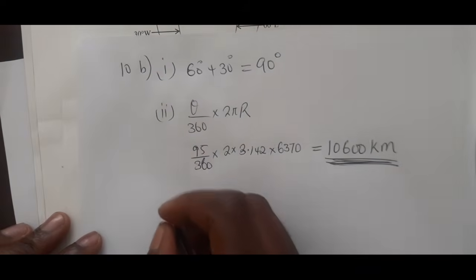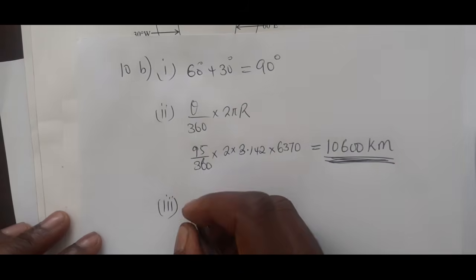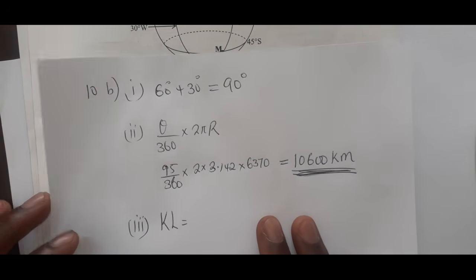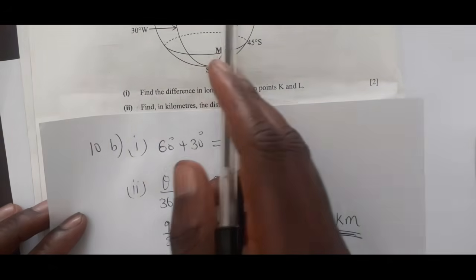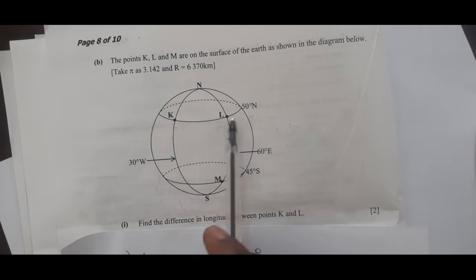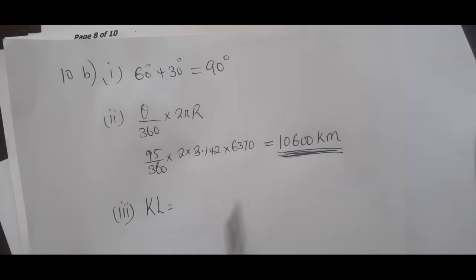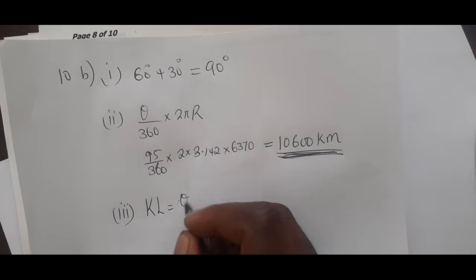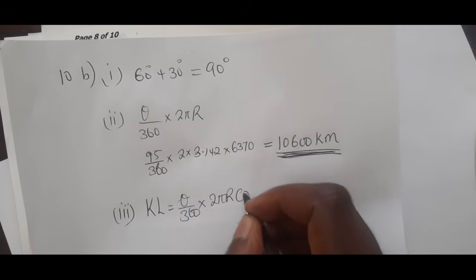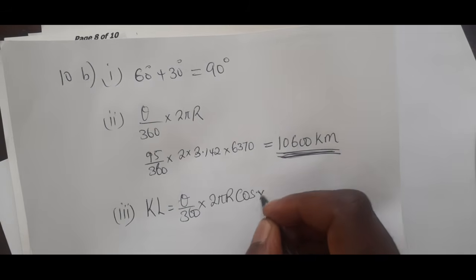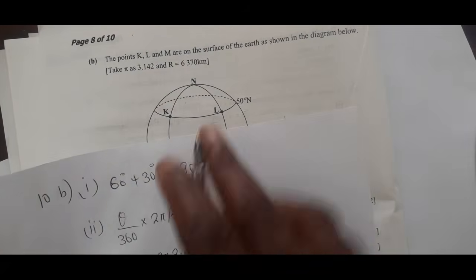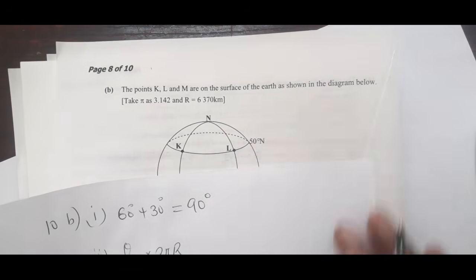Then the other one, which is the last part, is KL. KL now is this part. They are on the same what? They are on the same latitude. So the formula that we use is theta over 360, except that here we can say cos x. This is just the latitude where the 2 points are, which is now 50 degrees in this case.